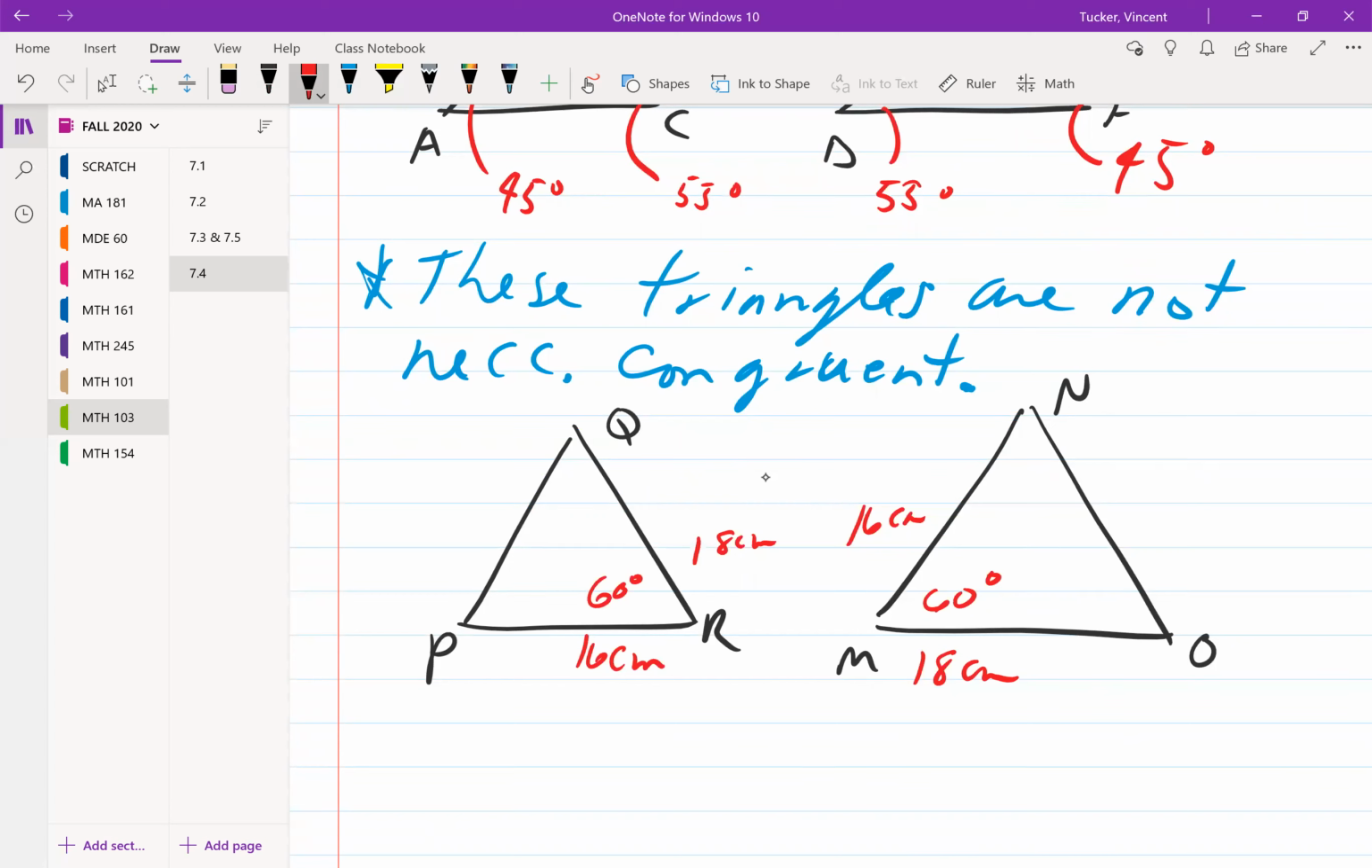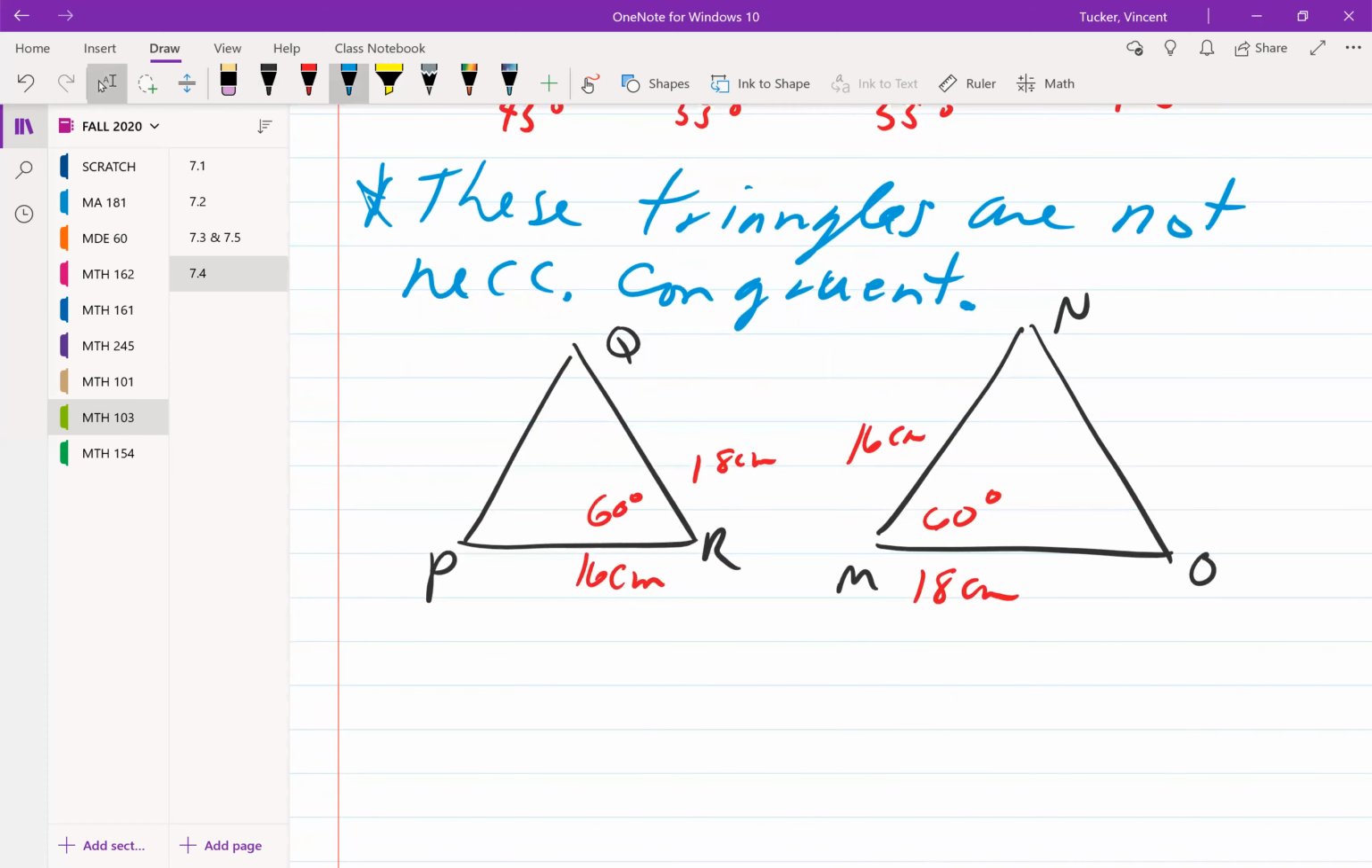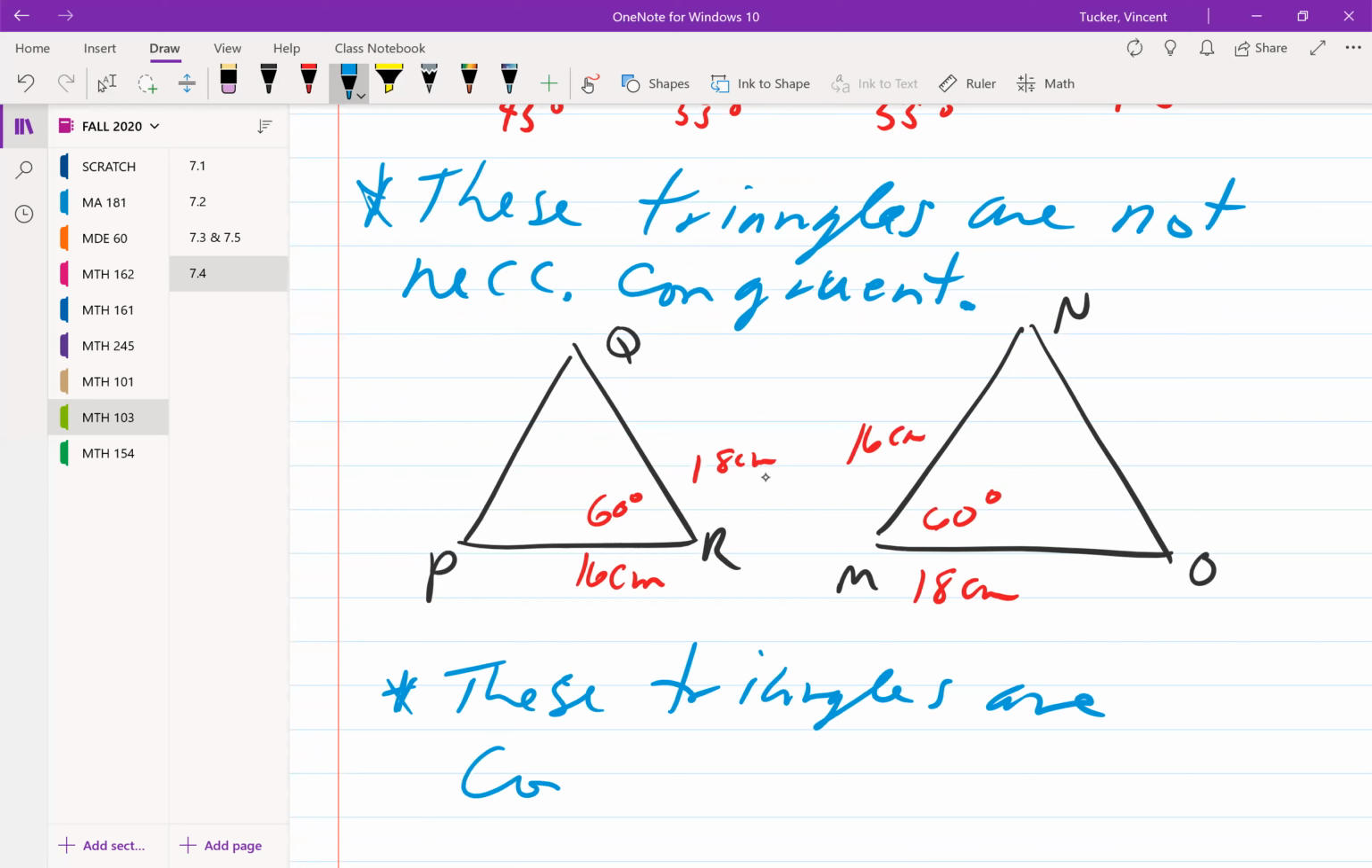All right, so in this one, PQR and MNO. We have 18 centimeters, 60 degrees, 17 centimeters, and then on the right, 16 centimeters, 60 degrees, and 18 centimeters. So these triangles are congruent. Let me write that better. Congruent. And the theorem we would use is side angle side.